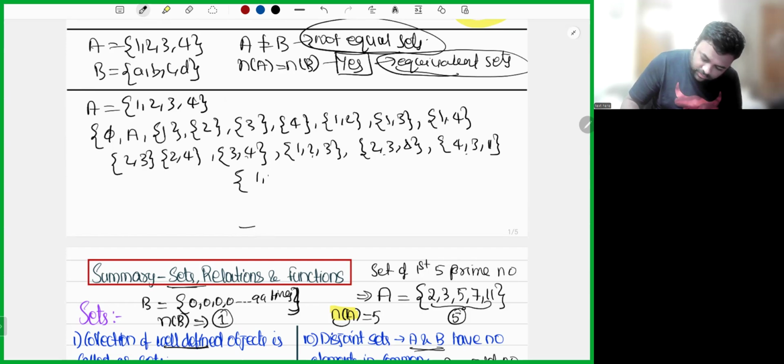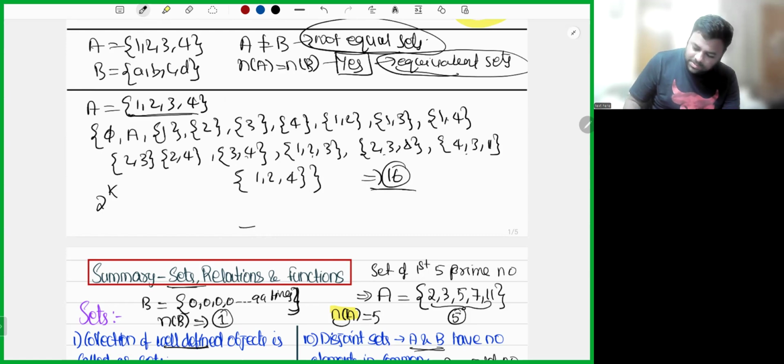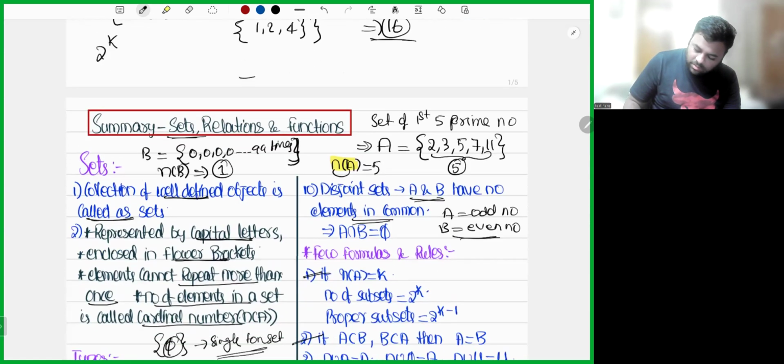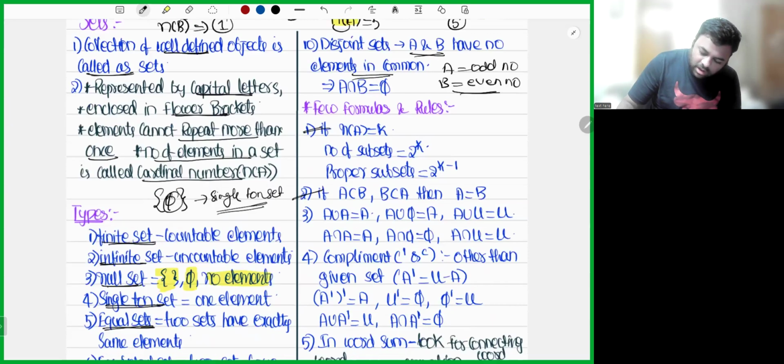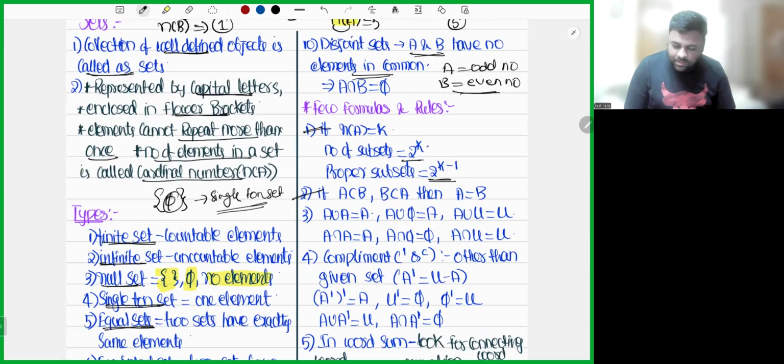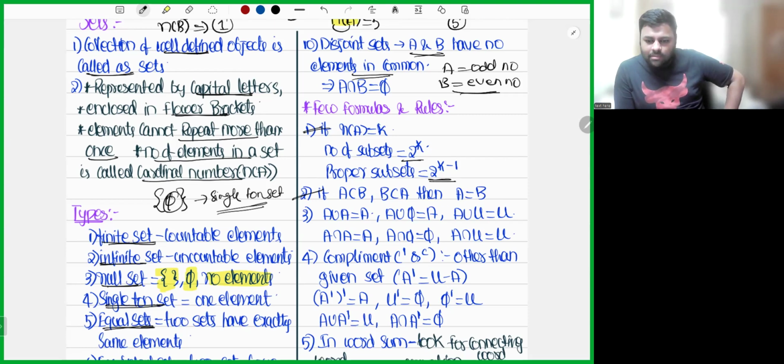1, 2, 4. So can you see, a total of 16 subsets are possible? When 4 elements are there, you got 16 subsets. So I'll say 2 power k is the number of subsets. The number of subsets will be 2 power k. Number of proper subsets: proper subsets means you eliminate the same set again. So it will be 2 power k minus 1.